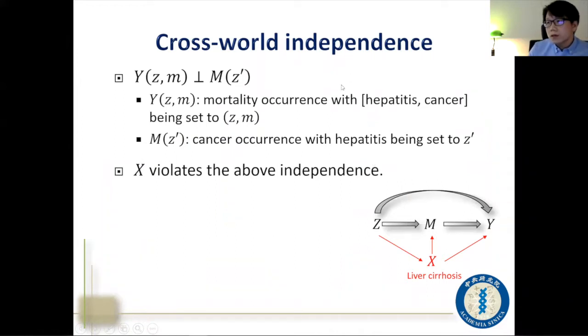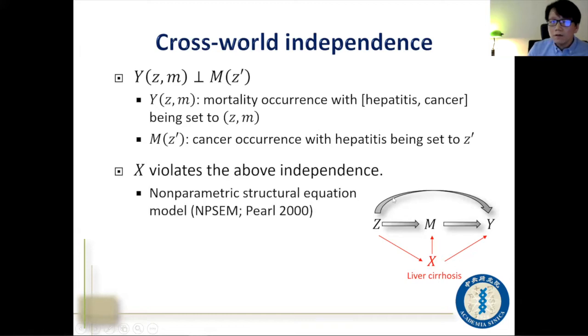So if we put this notation in words, Y of Z M is the mortality occurrence with hepatitis and cancer being set to little z and little m. And M of Z prime is the cancer occurrence with hepatitis being set to Z prime. Okay. And if there exists something like X with this structure, for example, X could be liver cirrhosis. So hepatitis can affect liver cirrhosis, and liver cirrhosis can affect M, that is liver cancer, and liver cirrhosis can lead to mortality. Okay. And if this structure exists, it will violate this cross-world independence assumption.